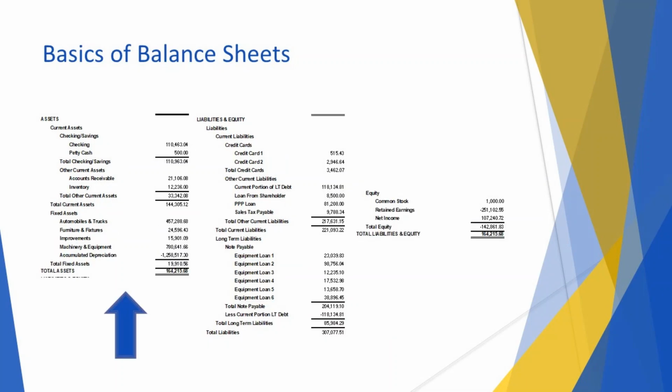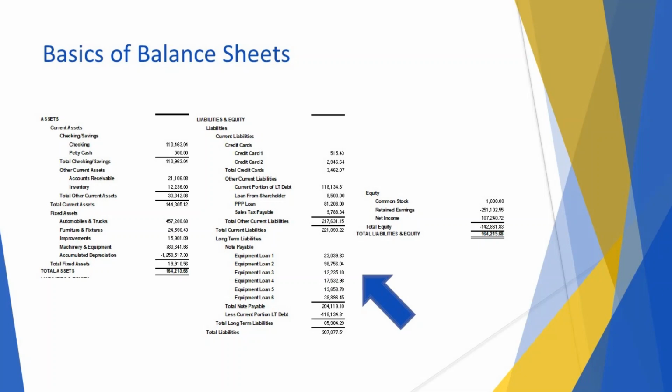Now, for a not so good looking balance sheet. Cash on hand plus other current assets is $144,305. In addition, there's $19,911 of book value for fixed assets, bringing the total assets to $164,216. You can see in the liabilities section that we have some credit card debt. Not bad. But then we get to current portion of long-term debt. If you aren't familiar with this term, we'll discuss it in a minute.